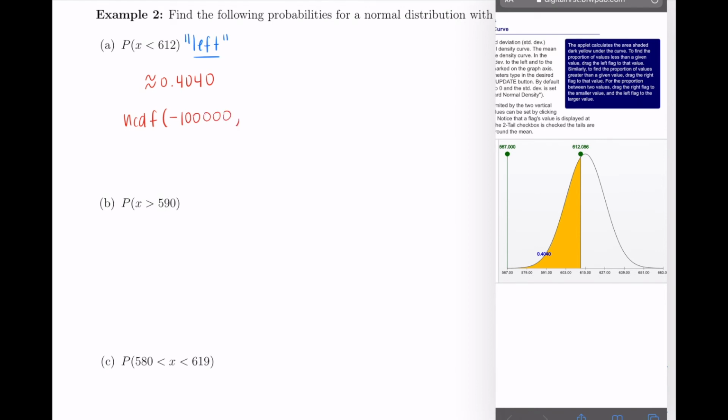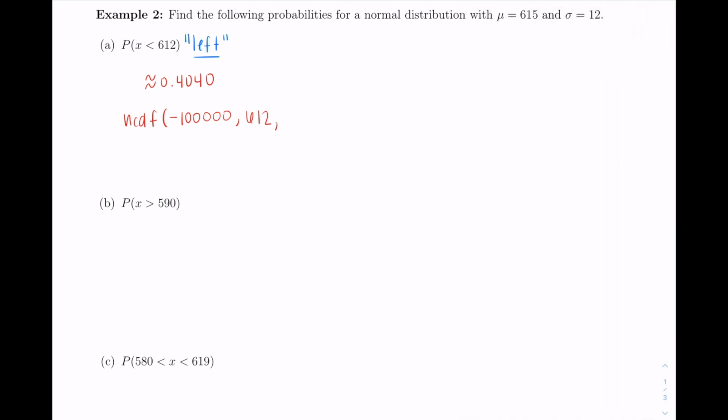So my minimum value here is negative 100,000, and when you're entering that into your calculator, make sure not to put any commas, because the commas, remember, are what separate the four numbers that you're entering. Then the maximum value here is 612. Then I'm going to put in the mean and standard deviation associated with this curve, which is 615 and 12. When you put that all into your calculator, you get 0.4013. You can see that the two probabilities are close.